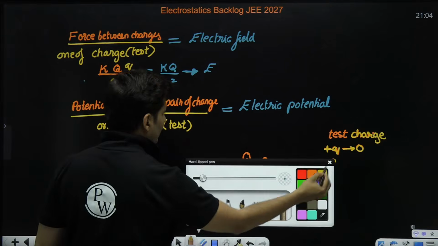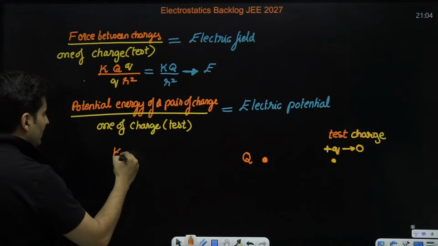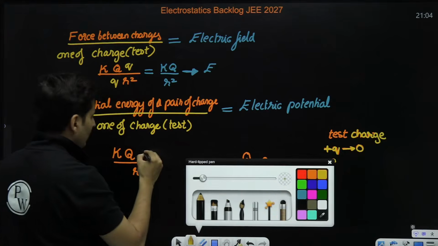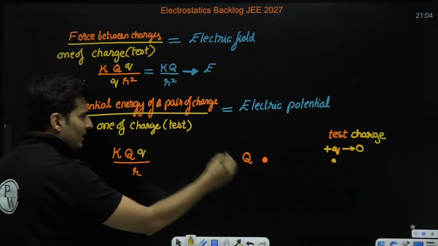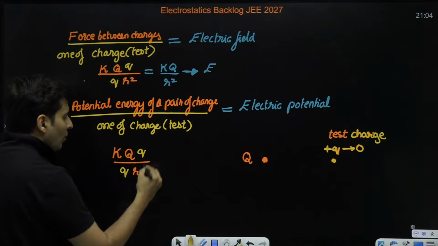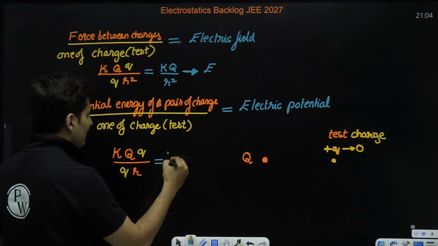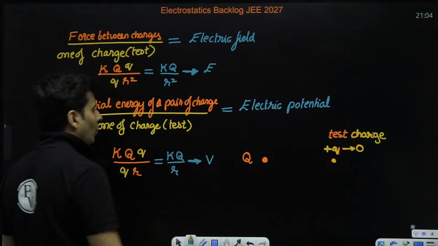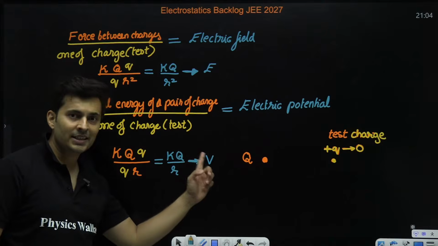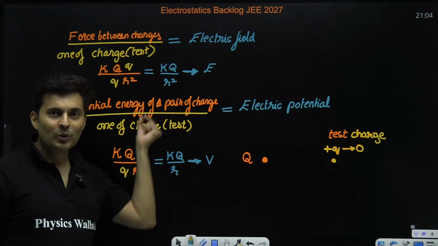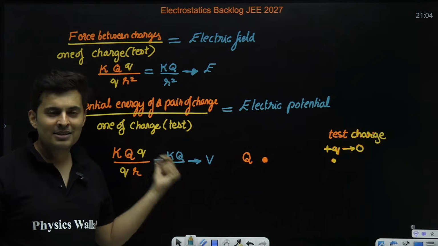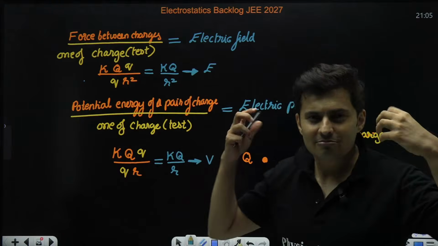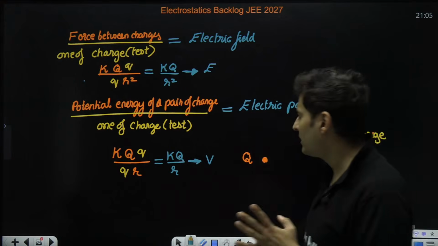Same way over here as well, potential energy is nothing but KQ divided by R into small q, divided by one of the charges, which is the test charge, which is small q. What am I left with? I am left with just KQ divided by R. This is called electric potential. So it is the potential energy per unit charge. Now you might be wondering what is field and potential, not by formula. Likewise, I will explain that in a bit.